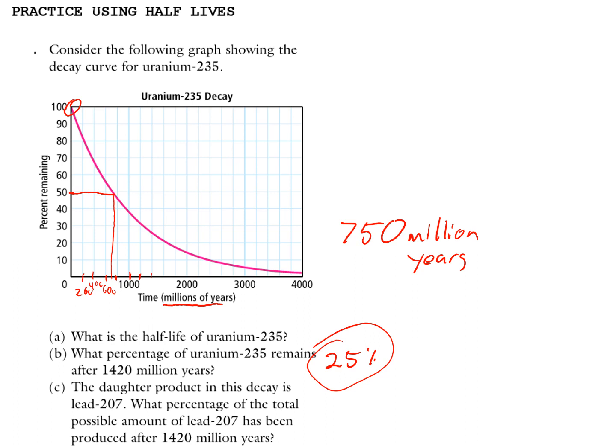Now, the next question says, the daughter product in this decay is lead-207. What percentage of the total possible amount of lead-207 has been produced after 1,420 million years? So, if we have 25% that's left over, that means 75% of the total amount is now lead. These two numbers still have to add up to the total.